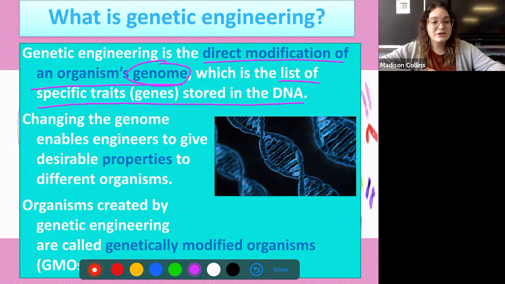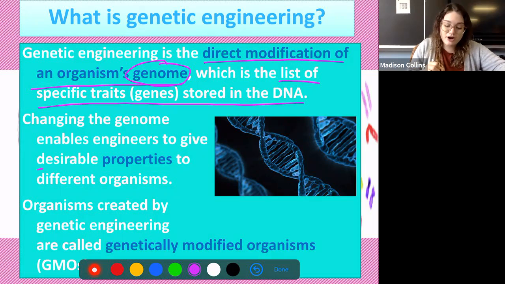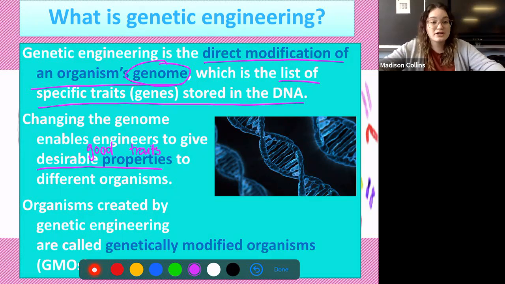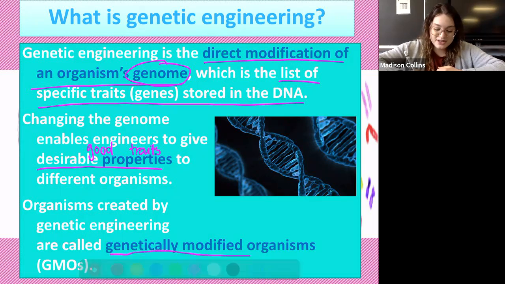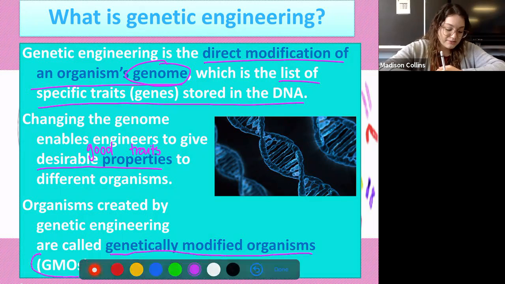Now, changing the genome enables engineers to give desirable properties to different organisms. So when we see this phrase desirable properties, this just means good traits, whatever traits that the engineer wants that organism to have. Now, finally, organisms created by genetic engineering are called genetically modified organisms, which we sometimes abbreviate GMOs.